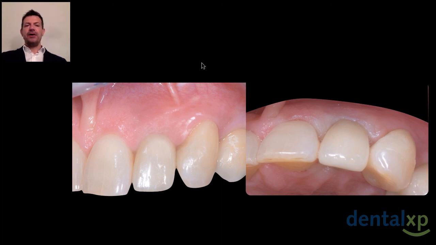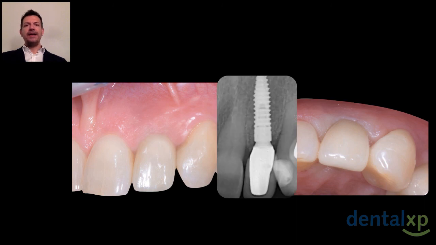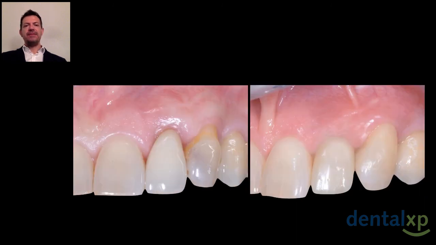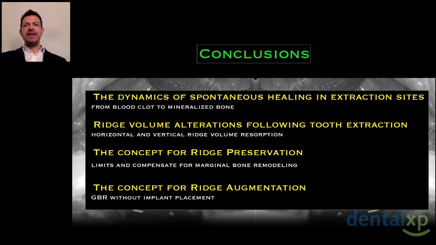On the left, the image at baseline. On the right, 1 year after implant loading. We can see the difference in the levels of the marginal tissues. So in conclusion, we can say that the dynamics of spontaneous healing in extraction sites is something that we cannot change. Every time we extract a tooth, we have a flattening of the ridge.